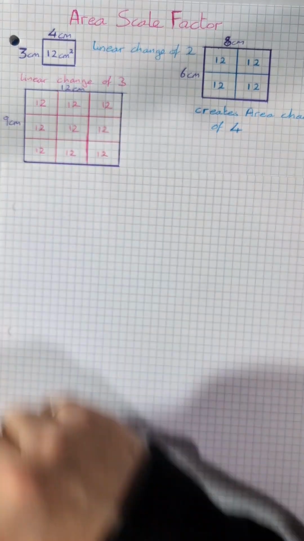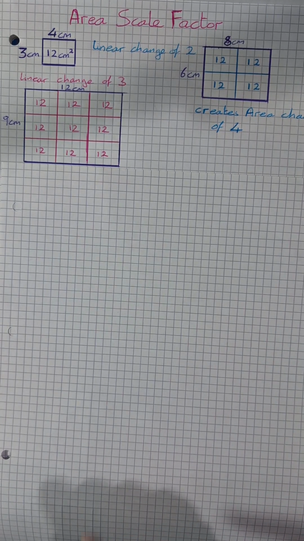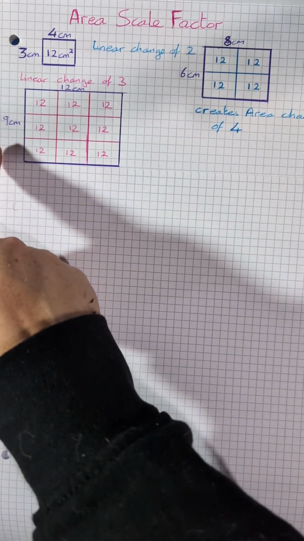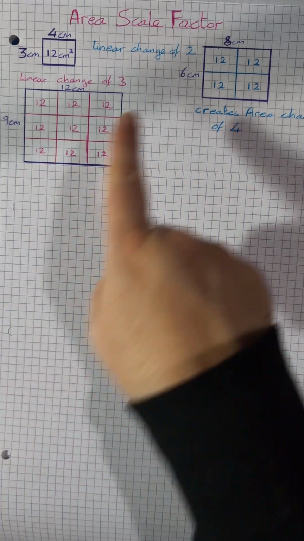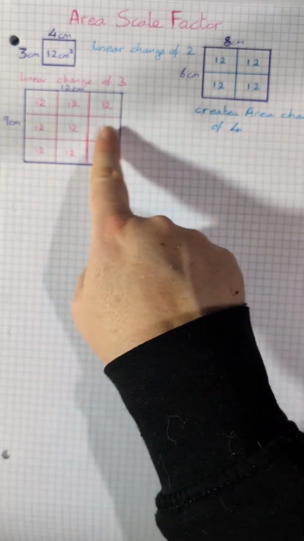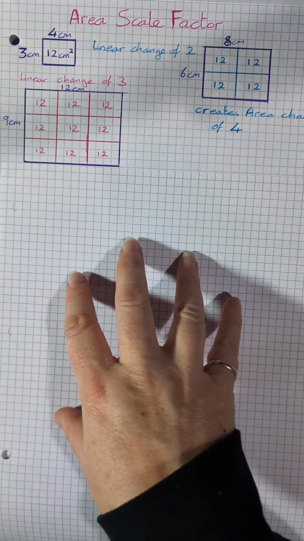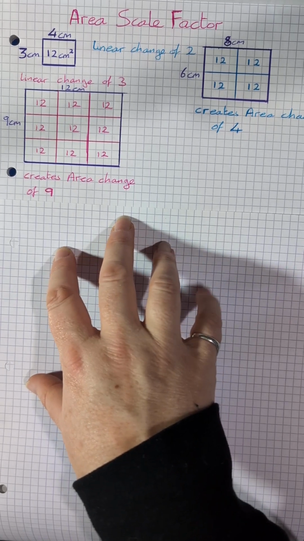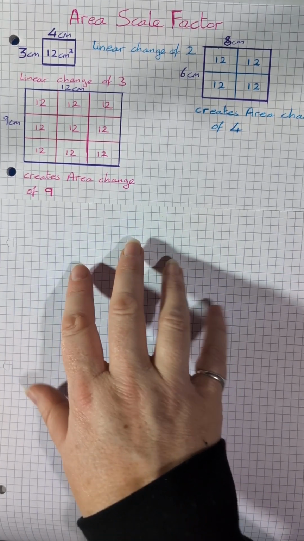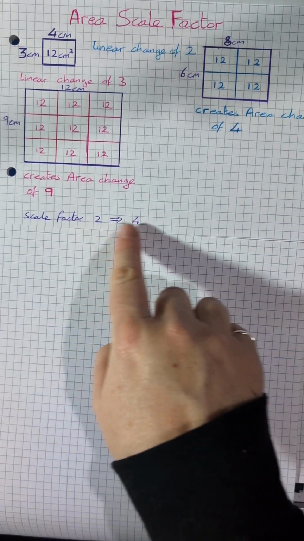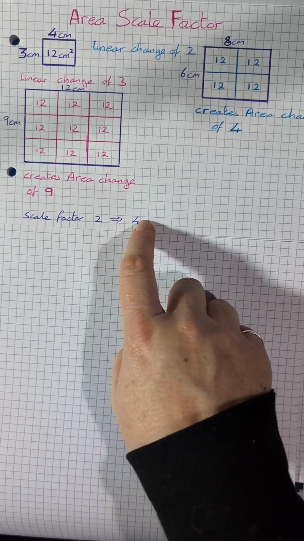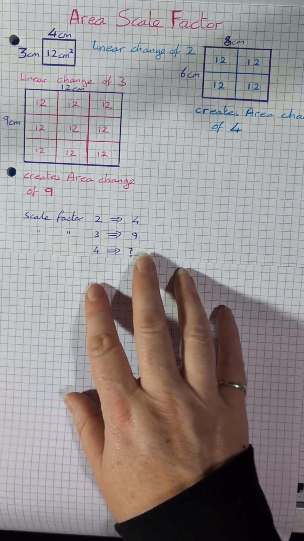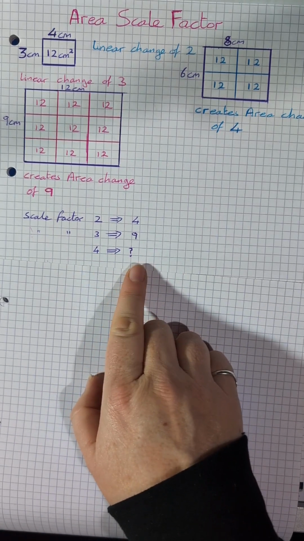If we have a linear change of 3, then our side goes from 4 to 4 times 3, which is 12, and from 3 to 3 times 3, which is 9. And that gives us, when you split it down, an area change of 9. Now, when I say scale factor is squared, you should remember that for 2 to become 4, it has been times by itself. For 3 to become 9, it has been times by itself. So 4 would become what?